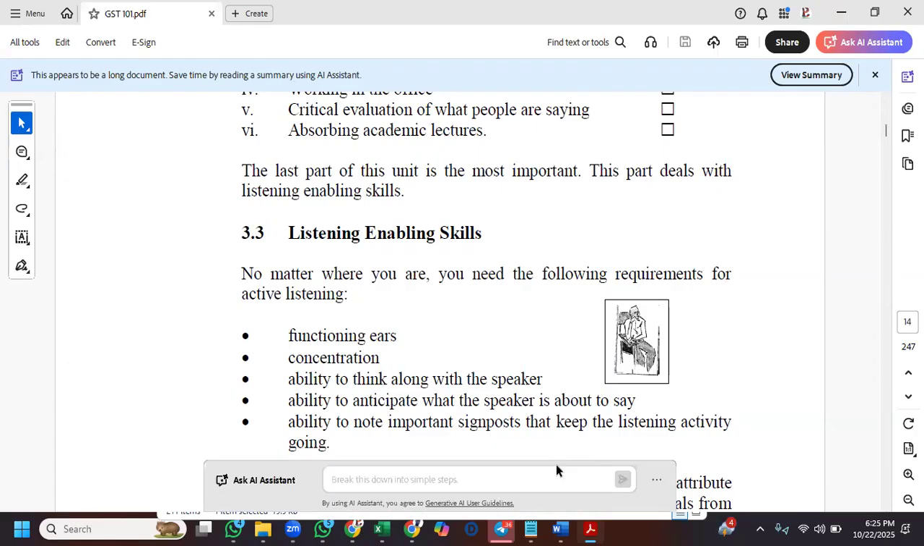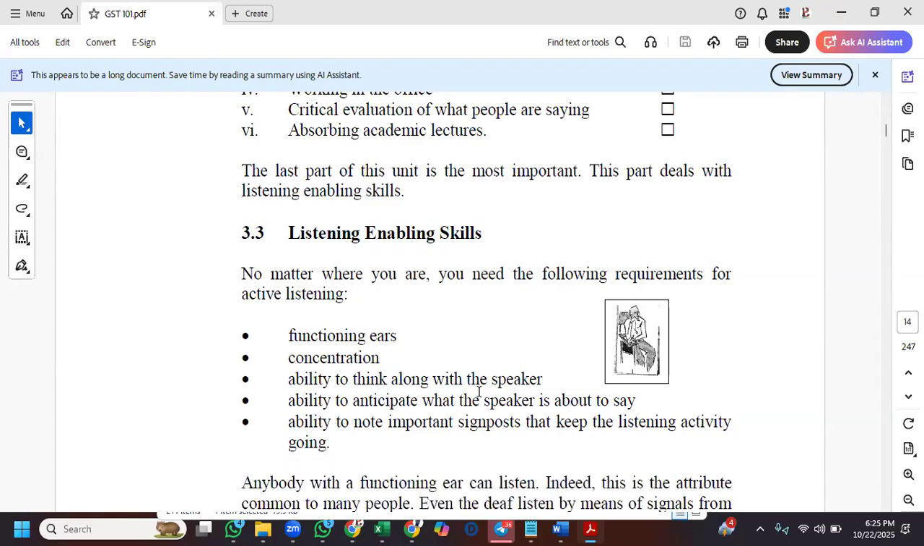The next thing is ability to think along with the speaker. Very important. For instance, we are talking on how to prepare egusi soup. If you are thinking along with me, right before I tell you that the next thing we are going to do is to wash our pot, you would already have pictured it in your mind that the next thing will be washing of pot. But you can only get to that level if you have been following.